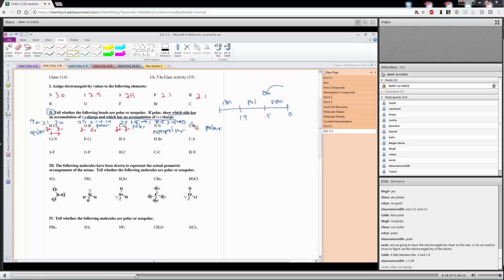Excellent. Carbon is 2.5. Fluorine is 4.0. The difference is 1.5. That definitely falls in the polar range, so that's why it's polar. Excellent. So which side are the electrons being pulled towards? Which side gets the negative charge?